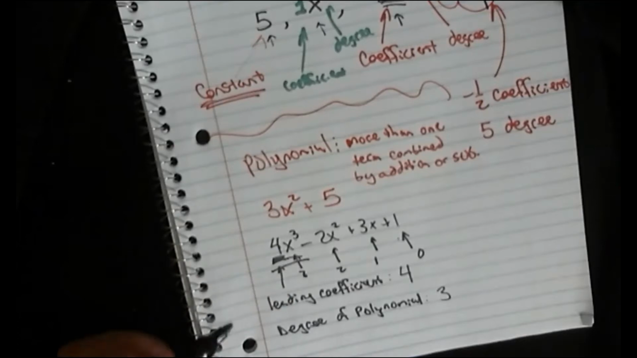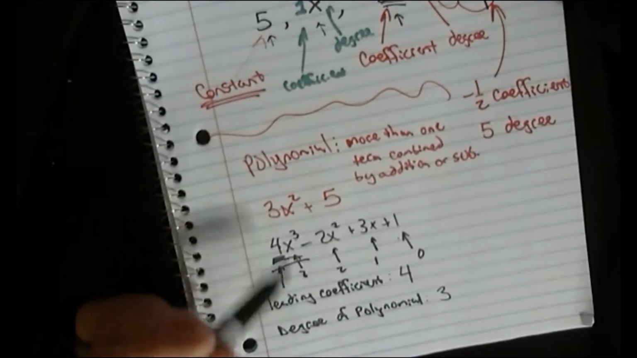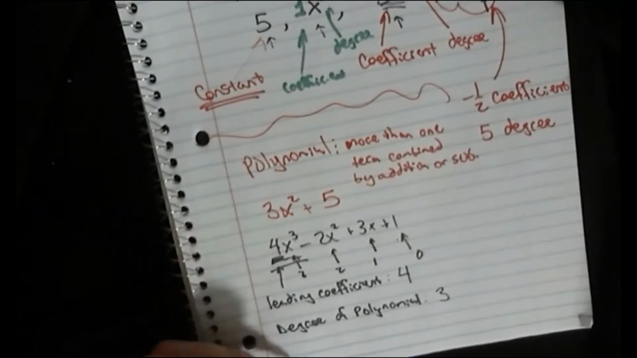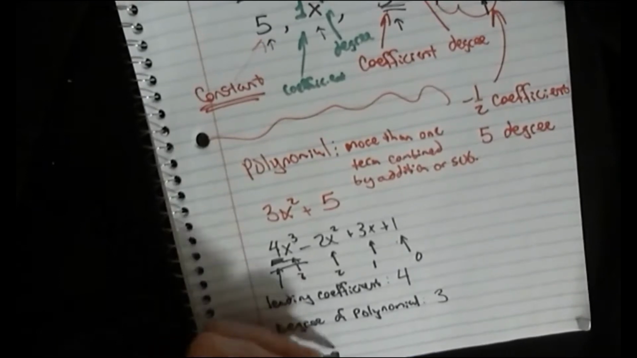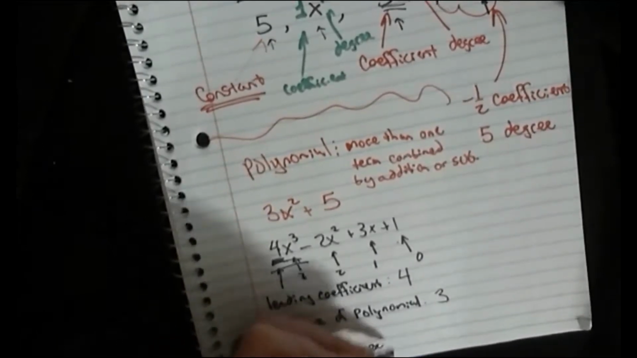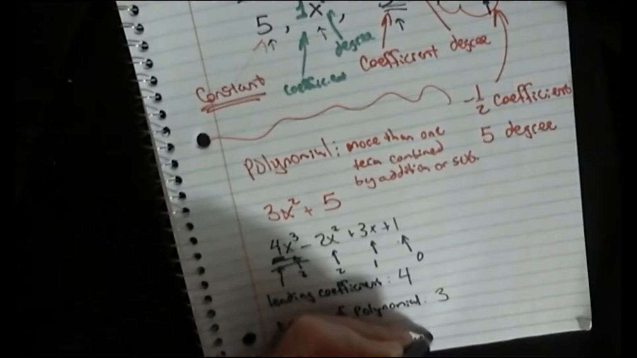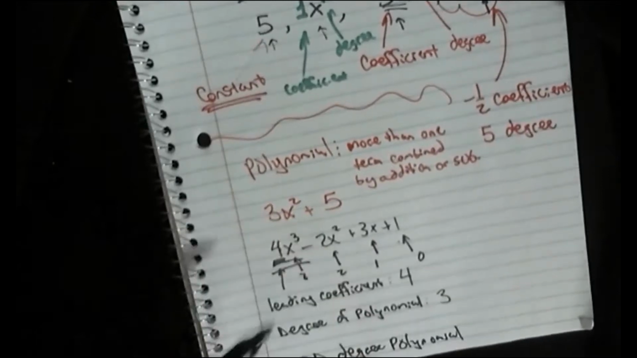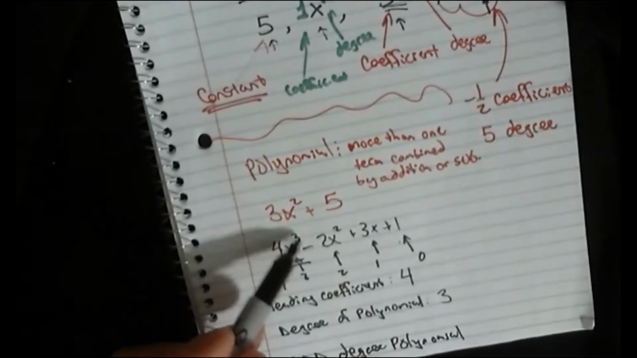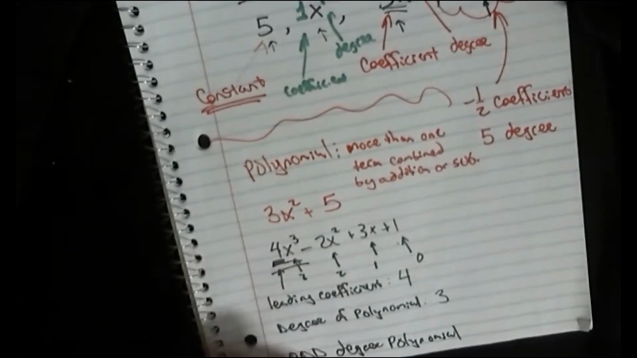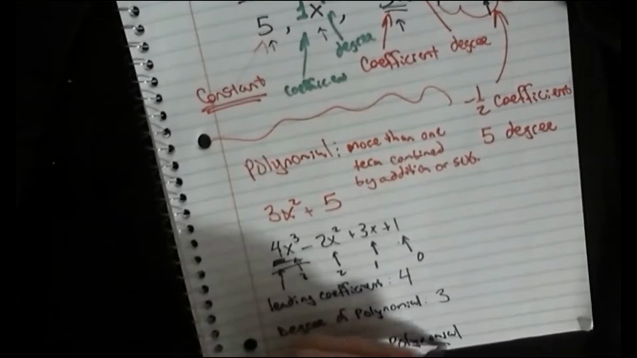Okay. Also, when it talks about degrees, don't confuse it with even and odd functions, but this would be an odd degree polynomial. Because the leading, or the biggest, degree is odd, that makes this an odd degree polynomial.